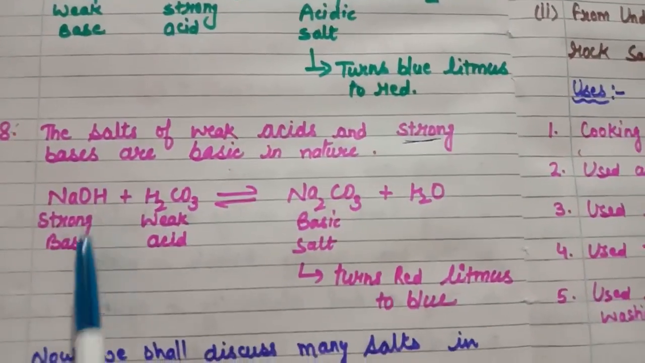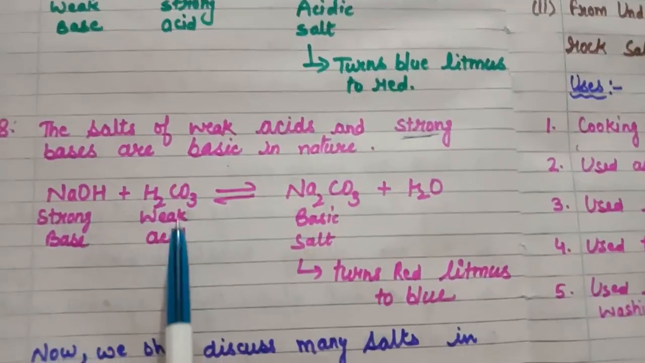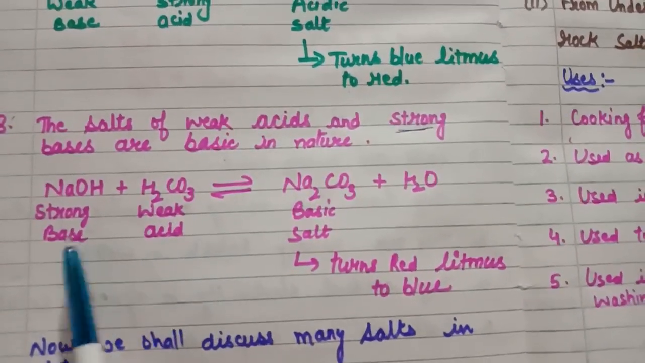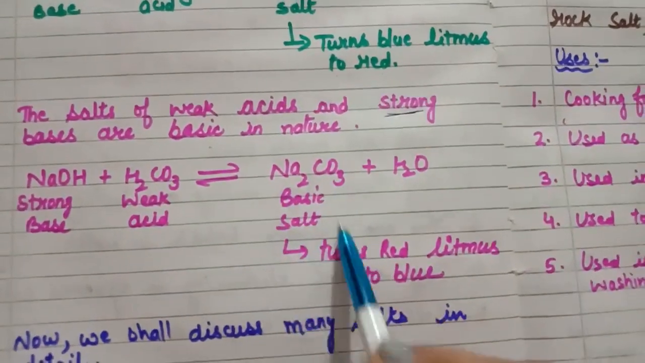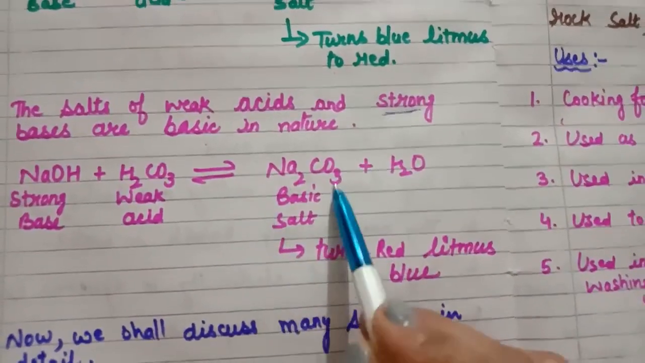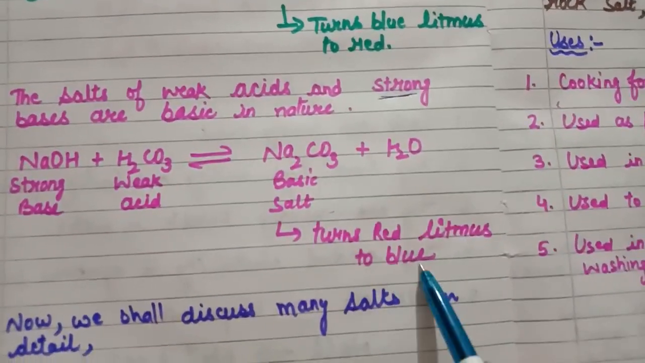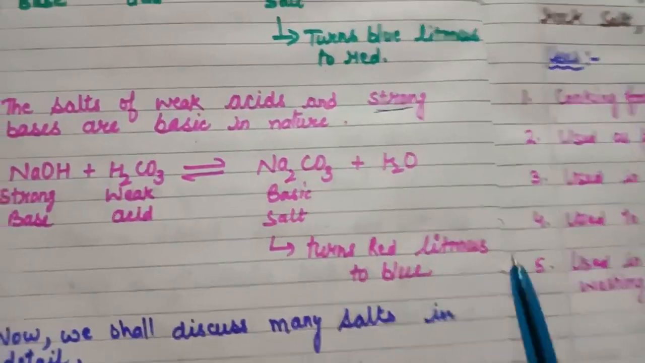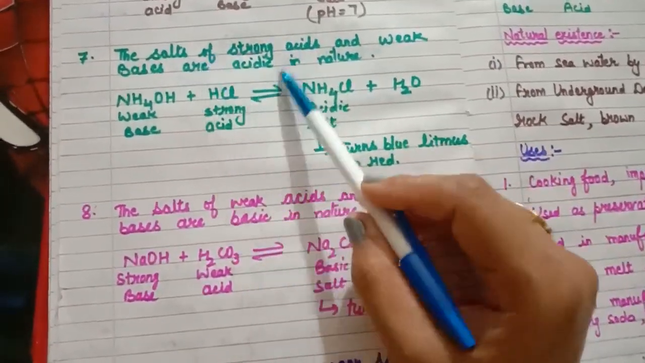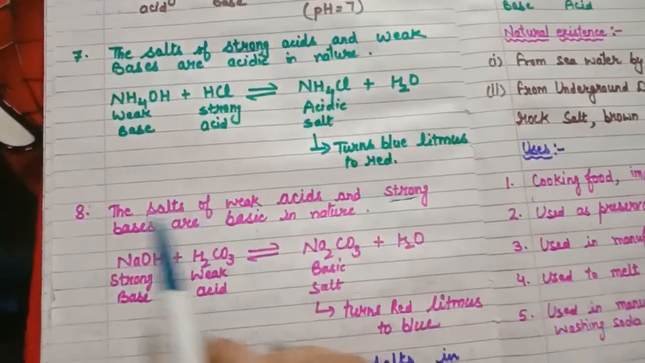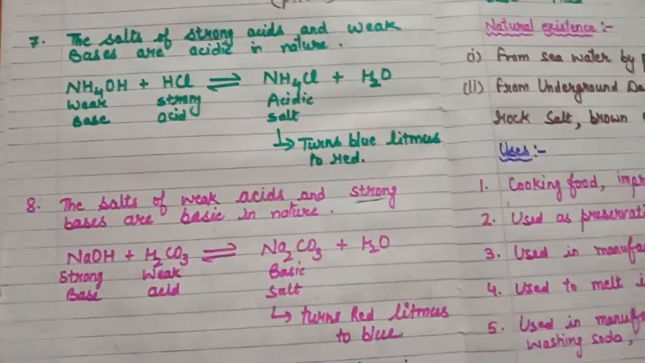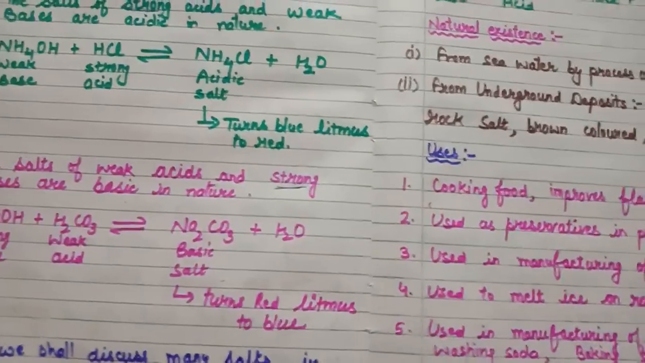Its example is sodium hydroxide, a strong base, that reacts with carbonic acid, H2CO3, a weak acid. Both react with each other to form a basic salt, sodium carbonate, plus water. So this basic salt turns red litmus to blue. So if we take a strong acid, then the salt will be acidic. If we take a strong base, then the salt will be basic in nature. Now we will discuss many salts in detail.